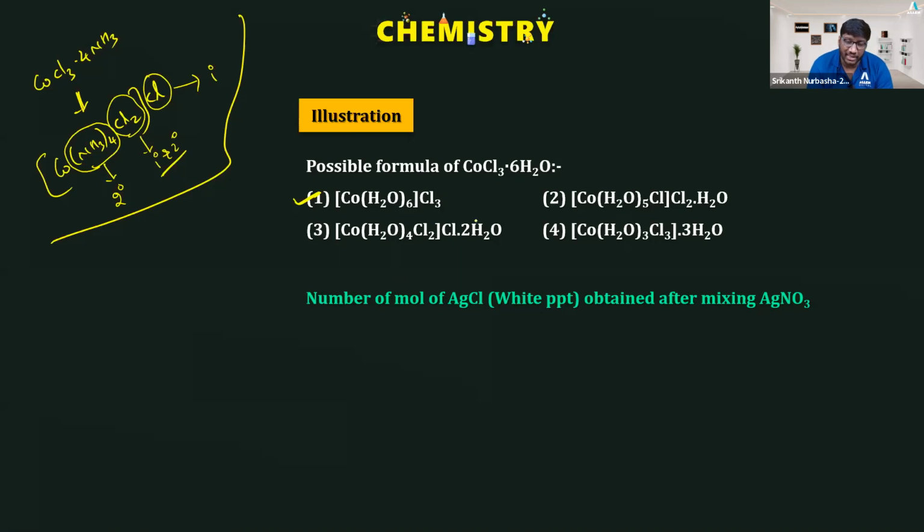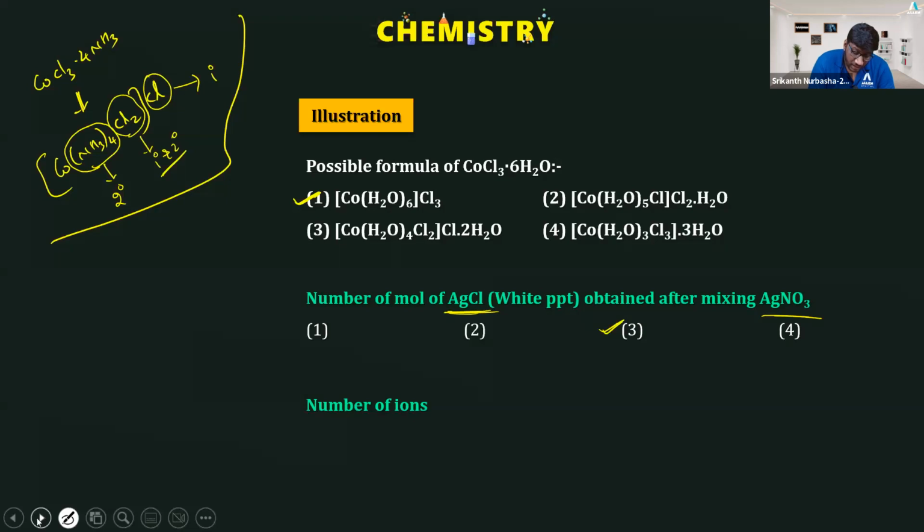So 3 chloride ions can react with 3 Ag plus ions to form 3 moles of AgCl. If you mix this complex with AgNO3, number of moles of AgCl obtained is 3. Total number of ions obtained after the dissociation of that complex? 4: 3 chloride ions and 1 complex ion. Yes or no? That is how we can have different questions. I'll give some more examples.